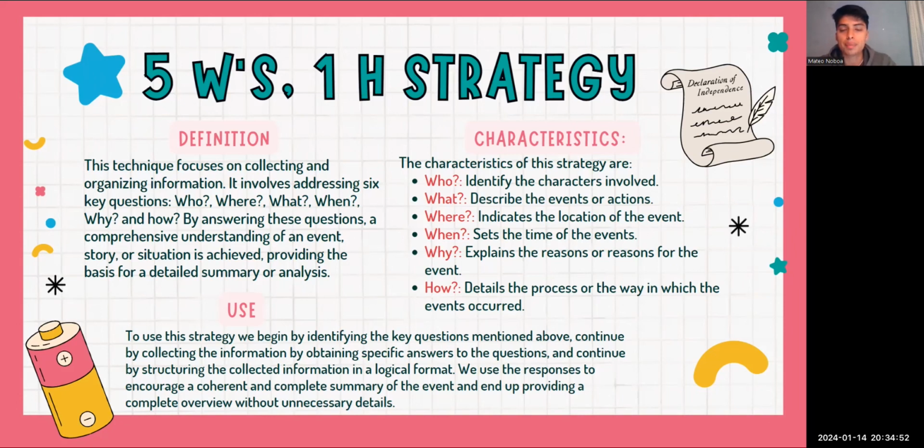The characteristics of this topic are that we have to divide the paragraph or the reading into one, two, three, four, five, six specific key questions: who, what, where, when, why, and how. The use is pretty simple. To use this strategy, we begin by identifying the key questions mentioned above. Continue by collecting the information, obtaining specific answers to the questions.